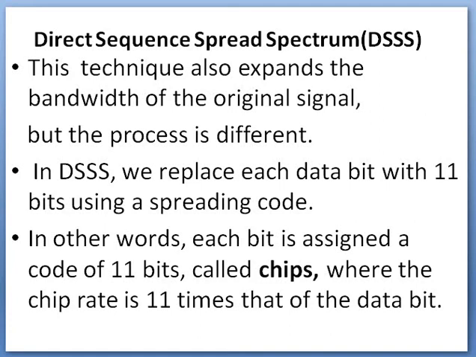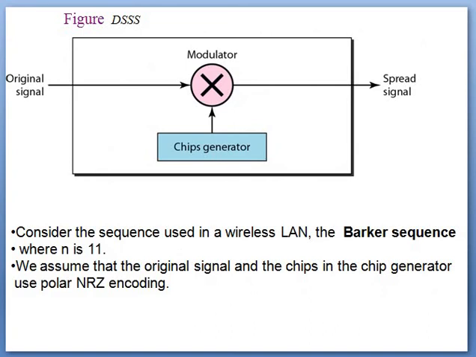In direct sequence spread spectrum, we replace each data bit from the message with 11 bits using a spreading code. That means each bit is assigned a code of 11 bits that are called chips, where the chip rate is 11 times that of the bit rate. As shown in the figure, the original signal gets modulated with chips generated by the chip generator, and the spreading signal will be output.